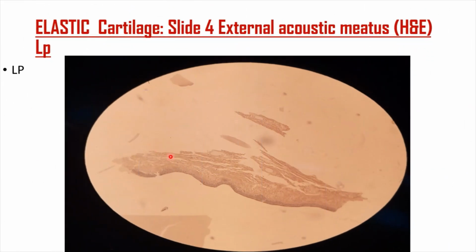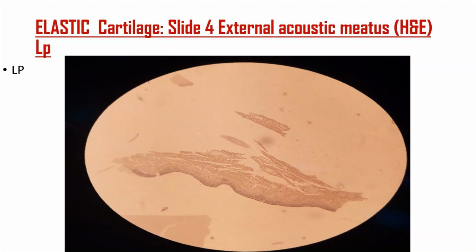So this is at low power. This is the external acoustic meatus. You can't really appreciate it well, but here, this is where the elastic cartilage is. So just draw this and label it as elastic cartilage. This outer layer here is the perichondrium, and then this is the elastic cartilage.